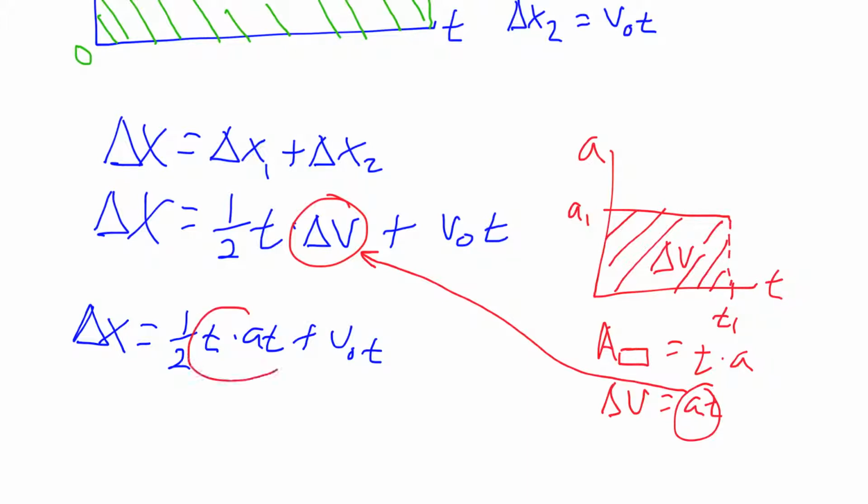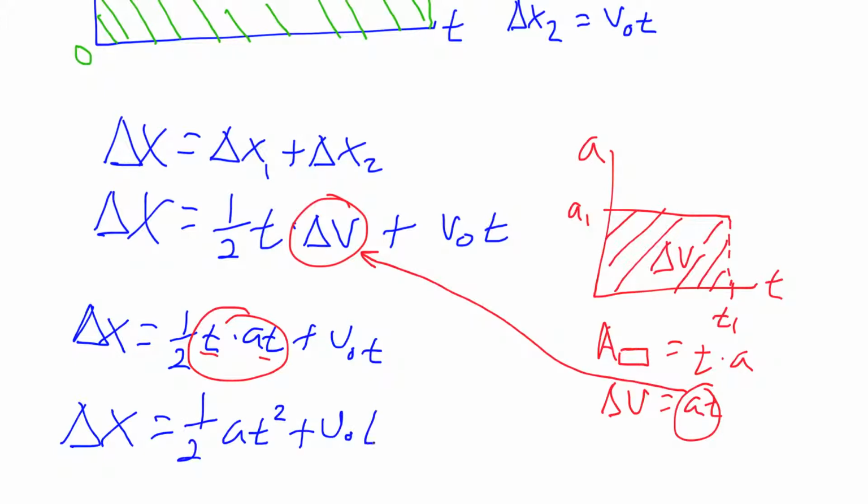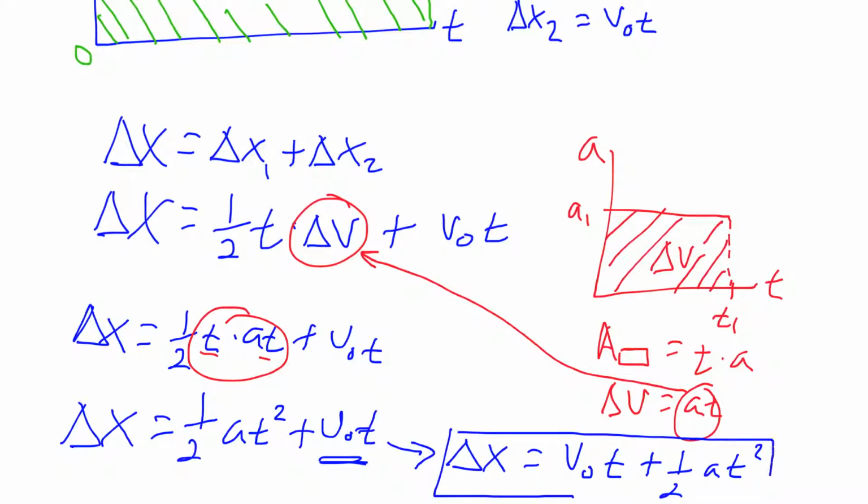Looking at this term, we've got two t's in there. So we get delta x equals 1/2 at squared plus v naught t. The way that we actually write this final equation, we put this in front. So delta x is equal to v naught t plus 1/2 at squared. And that is your third kinematic equation that you need to memorize.